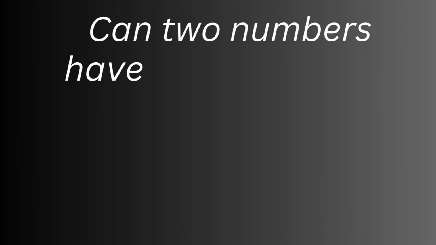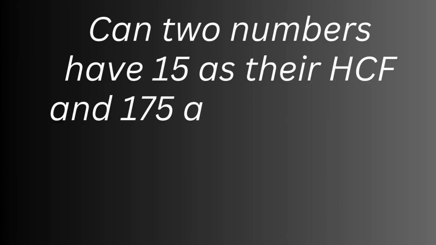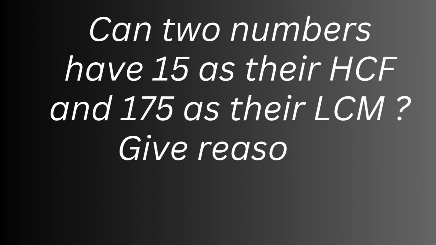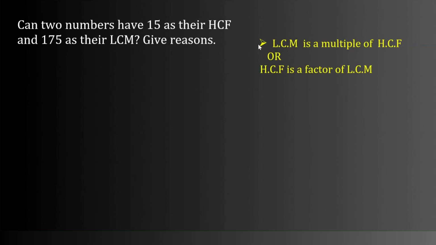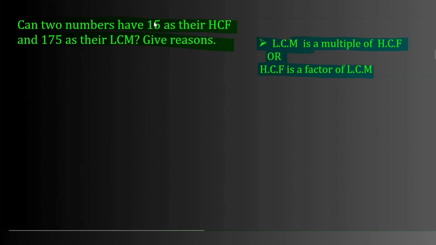Can two numbers have 15 as their HCF and 175 as their LCM? Give reasons. This question is based on the property that LCM is a multiple of HCF, or we may say that HCF is a factor of LCM. So the question is, can two numbers have 15 as their HCF and 175 as their LCM? What we are going to do is check: is 175 divisible by 15 or not?